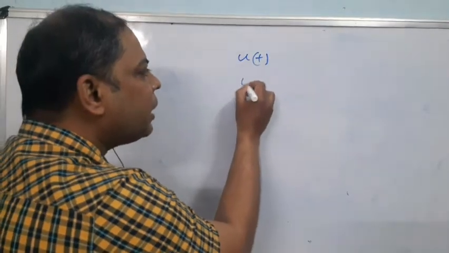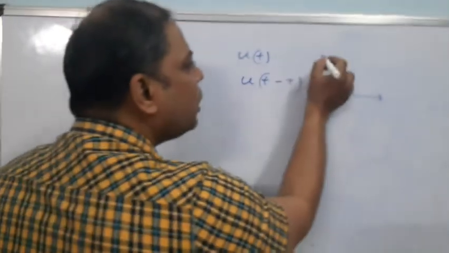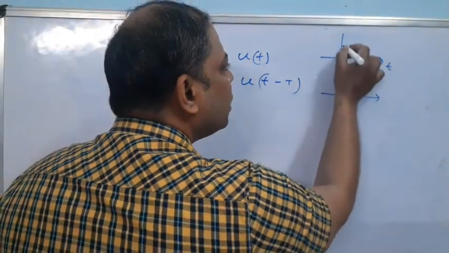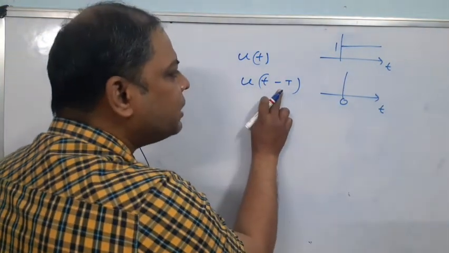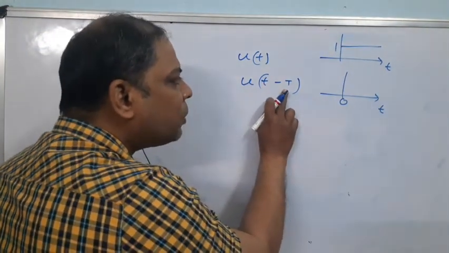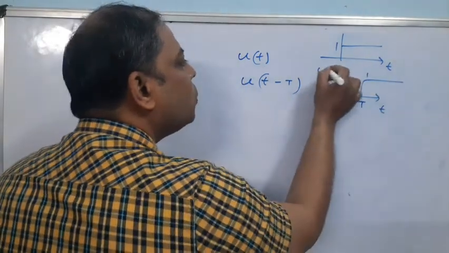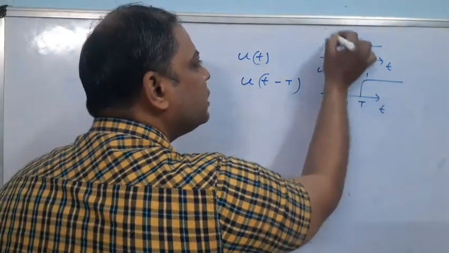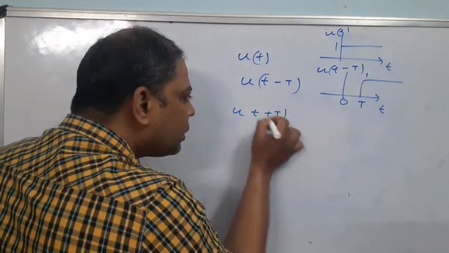Suppose you are having u(t minus T), so you can plot this in this manner. This is the shifted version of u(t). If this is u(t), then this is u(t minus T). That means it is shifted by an amount of T towards right. So this is your u(t minus capital T). This is your u(t). Similarly, u(t plus capital T).